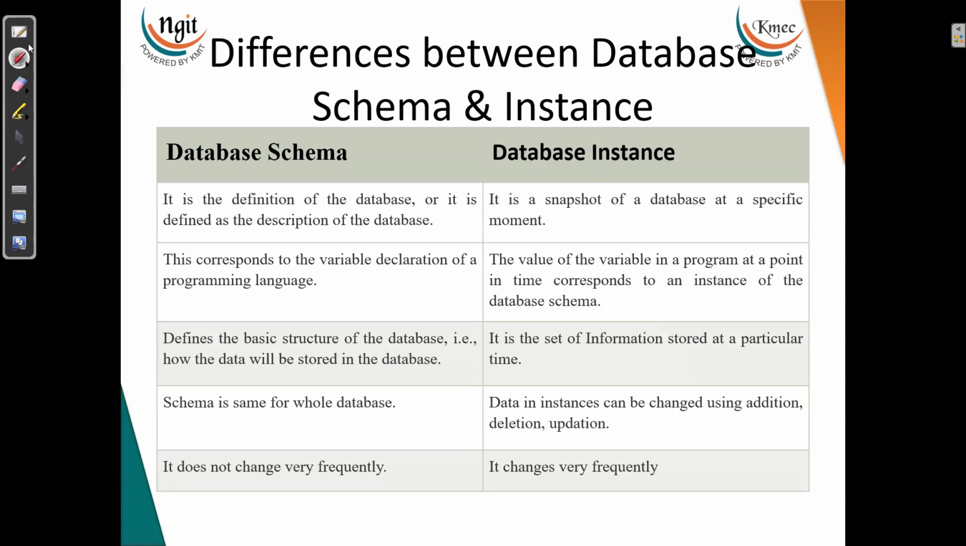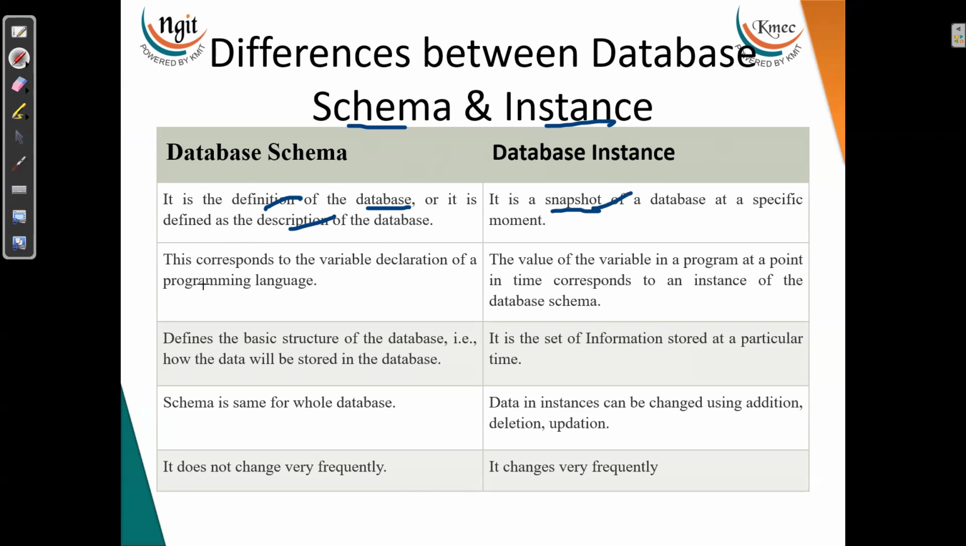Now, let us look at the differences between the database schema and the instance. The database schema is the definition of the database. It just defines how the data will be available in the database. Whereas the database instance is a snapshot of the database at a specific moment of time. So this is just the definition or description of the database, whereas here it is a snapshot of a database.